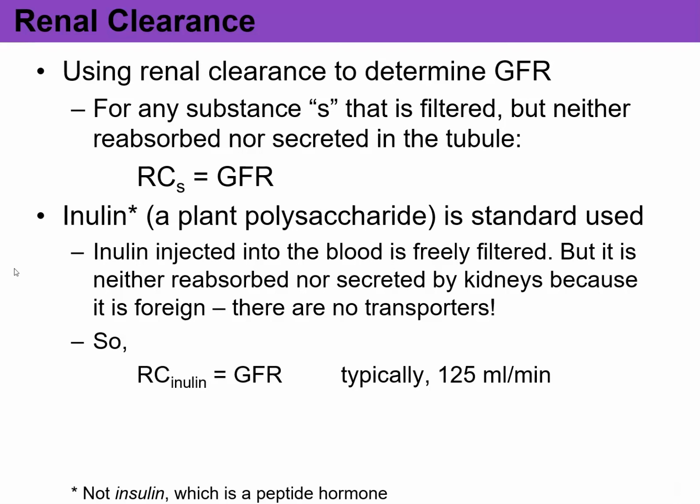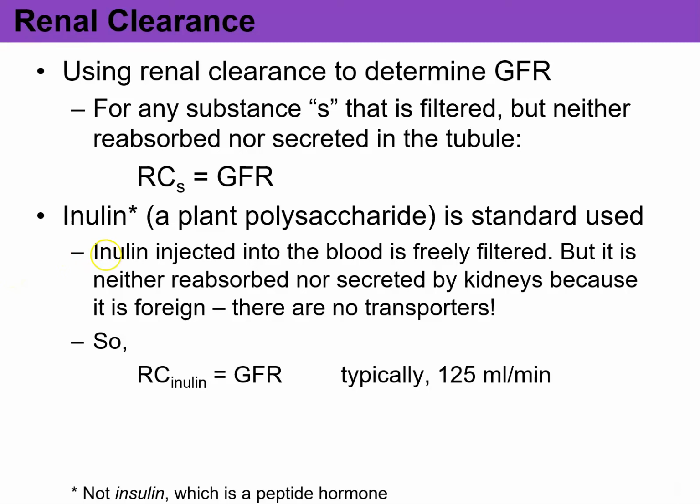By the way, I want to warn you, inulin is not insulin. It looks similar. Insulin is a peptide hormone. It's not a polysaccharide. It's a peptide hormone produced by the pancreas when sugar rises in the blood. So let's not confuse that. Inulin is a plant sugar that's used for one sole purpose, and that is for calculating GFR through renal clearance.